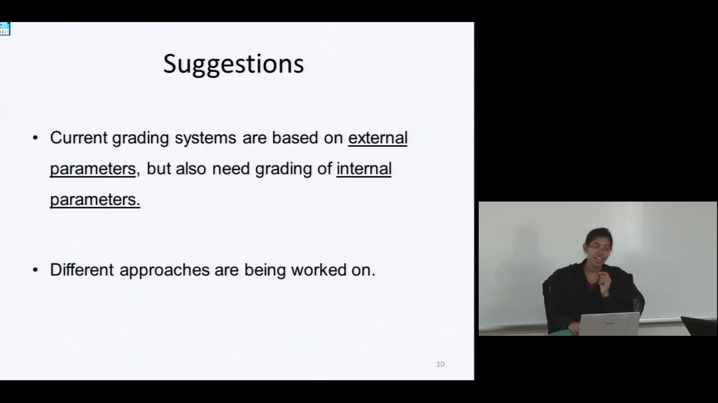At last, suggestions. Existing grading systems are usually based on the external parameters of tomato. So now we need to grade tomato on the basis of internal parameters. Different approaches are being worked on for these.